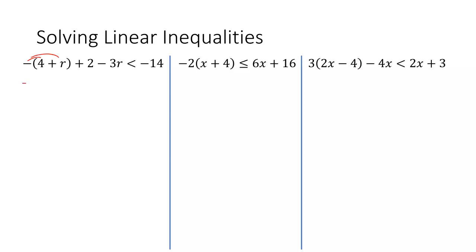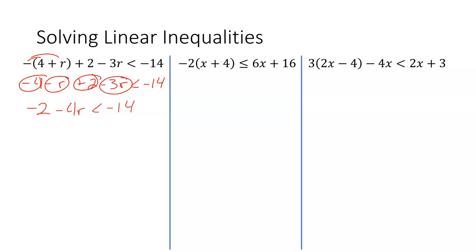So, distributive property, pretty straightforward. Combine like terms. If I've got a -4 and a +2, what does that give me? And if I have a -r and a -3r, what does that give me? -4r less than -14. How am I going to move my constant over to the other side? How do I get rid of that coefficient of -4 on my variable?